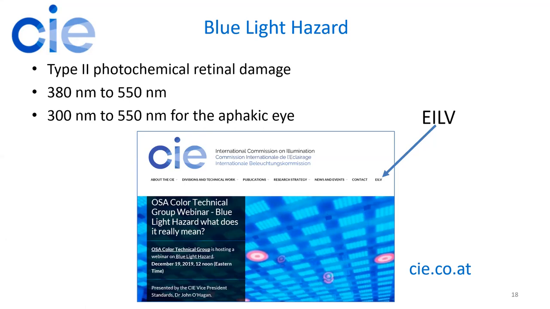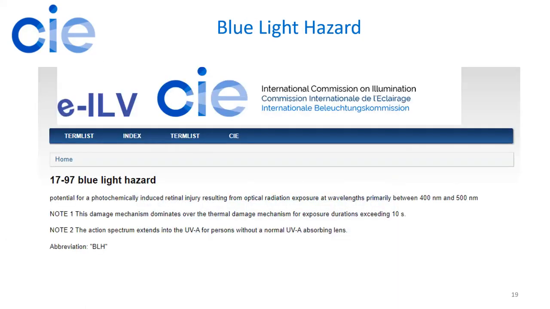CIE on its homepage, as you can see, the homepage there is actually advertising this webinar. But on the right-hand side of the web page, there's a link to the ILV. ILV is the International Lighting Vocabulary, and you can look up these terms. And if you look up blue light hazard, it restricts the wavelength region, because in terms of normal lighting, these are the wavelengths that are of concern for people who are observing it. And as it says there, we only tend to get the effects if you get an exposure over 10 seconds.